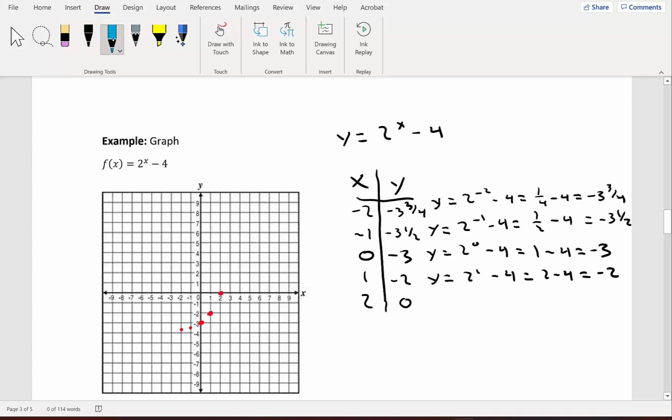Now our asymptote actually shifted. It actually shifted, see that minus 4 on the end? It actually shifted down 4 units. So this is my new asymptote. My graph will never touch that line or cross it. So let's go ahead, connect the points with each other, and now we have our graph.